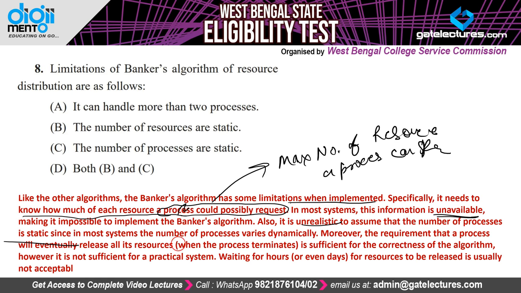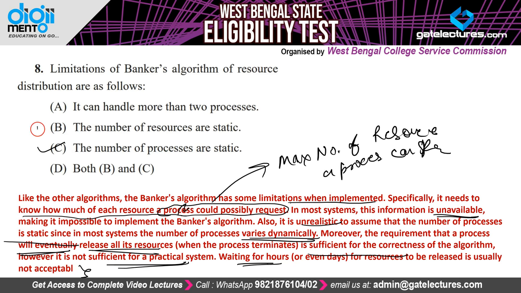Since in most systems the number of processes varies dynamically. Moreover, the requirement that a process will eventually release all its resources when it terminates is sufficient for the correctness of the algorithm. However, it is not sufficient for practical systems. Waiting for hours, even days for resources to be released is usually not acceptable. So number of processes are static, this is a limitation of Banker's algorithm.